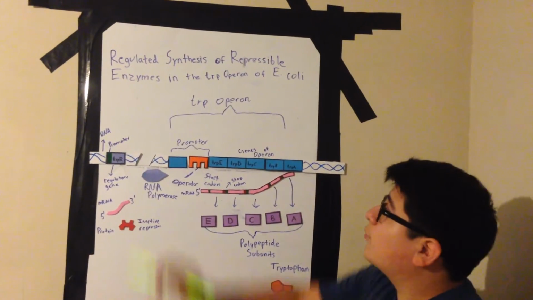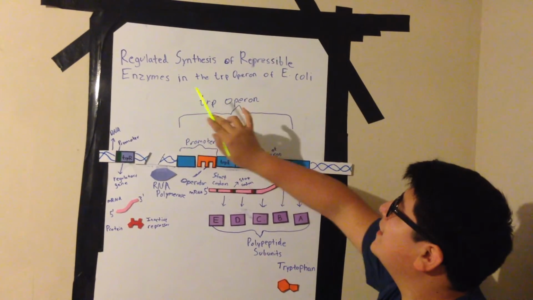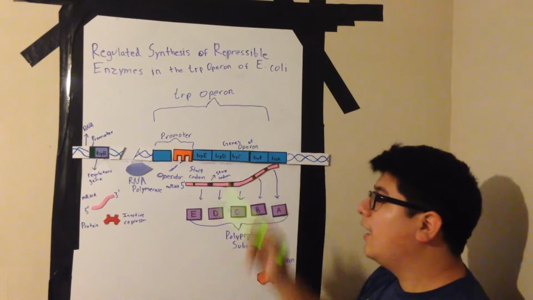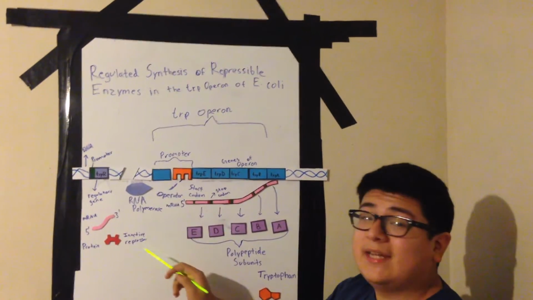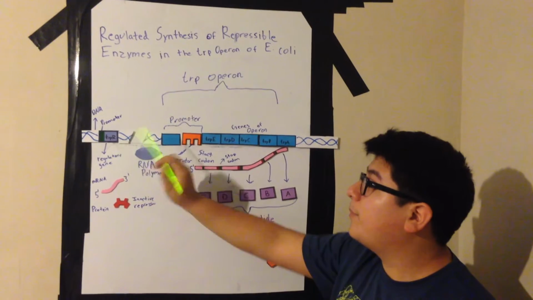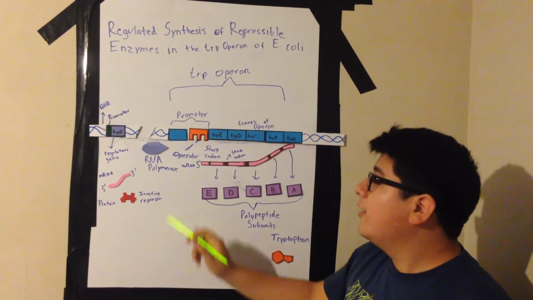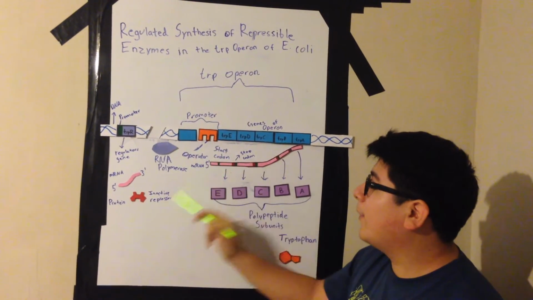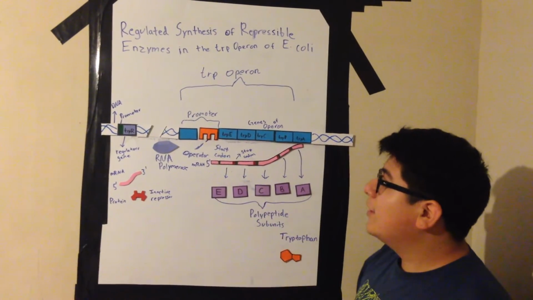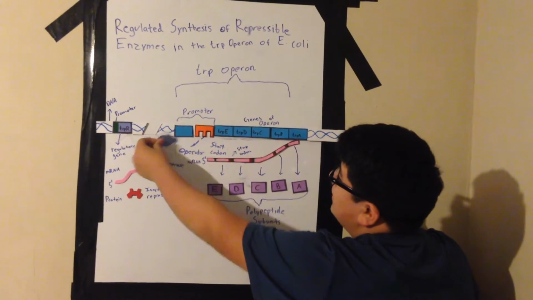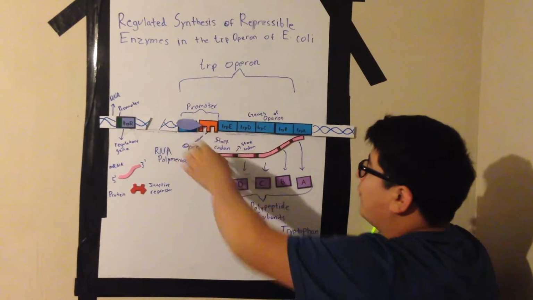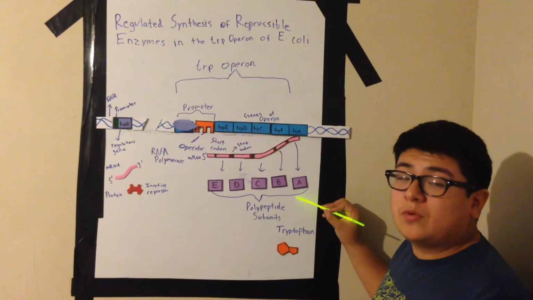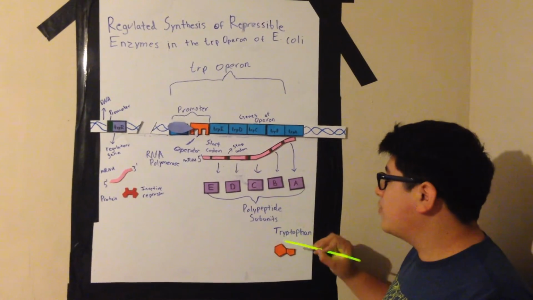This diagram represents regulated synthesis of repressible enzymes in the trp operon of E. coli. In E. coli, this trp operon is usually on, and it is on because the repressor is inactive. The code for this repressor comes from trpR, which is a regulatory gene. Since this repressor is inactive, it cannot bind to the operator due to its shape. But RNA polymerase can bind to this DNA, and it will continue the synthesis of RNA. With the synthesis of RNA, it will create these polypeptide subunits, which will code enzymes for tryptophan.